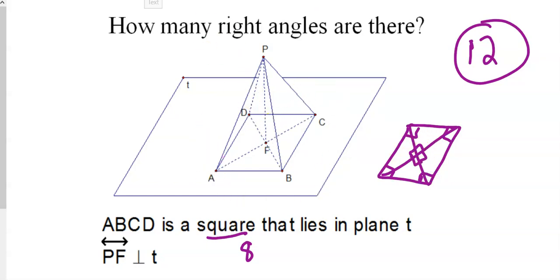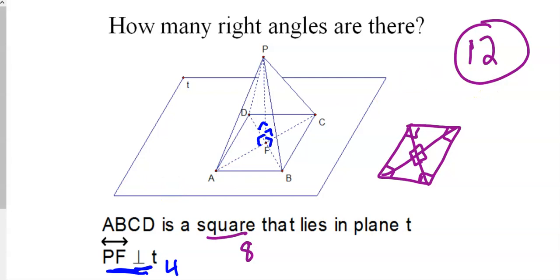But now if I look at the line being perpendicular to plane T, now I have angle PFD, PFC. Again, this is a little hard to draw so that you can see all of them, PFB and PFA. So from there I get 4. That's why we had a total of 12. Okay.